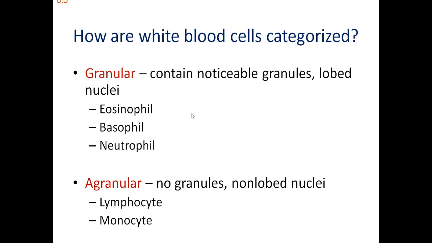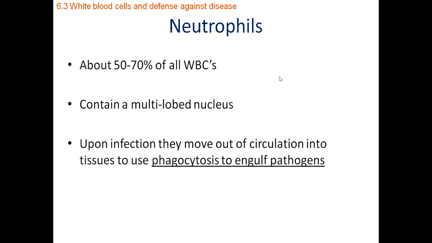Now agranulocytes, guess what? Agranulocytes don't have any granules. Their nucleus is rounder. It's not lobed. The two types of agranulocytes are lymphocytes and monocytes. So now we're going to go through, I have a slide for each one of these, so we'll talk about them in order.